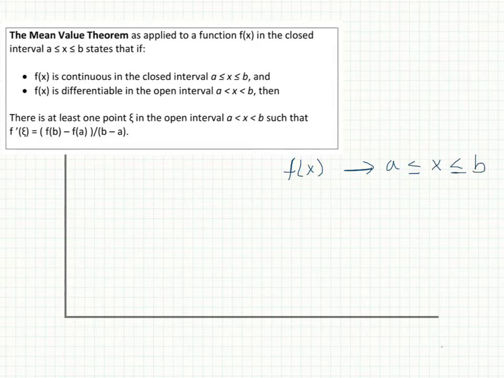Alright, so suppose our function looks like something like this, between a and b. Okay, so our theorem has two conditions. The first is that f of x has to be continuous on the closed interval, and the second, that it is differentiable in the open interval between a and b. So here's what it states.